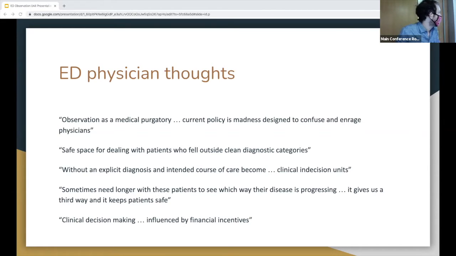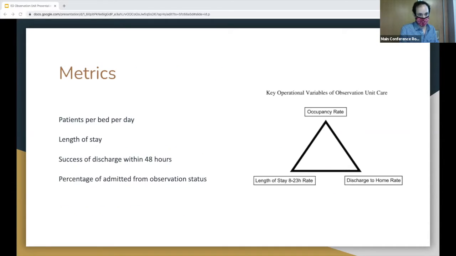It can be very frustrating to determine if the protocol is appropriate for a patient for observation versus admission. There's a lot of gray area that causes a lot of confusion, a lot of rage around observation, which I think we have all seen.